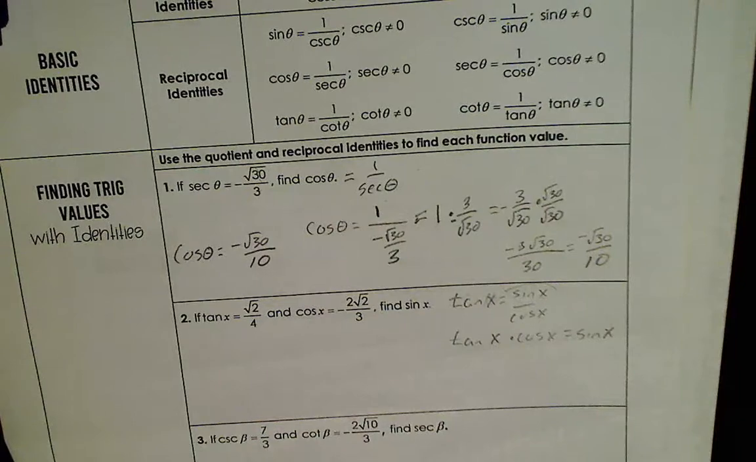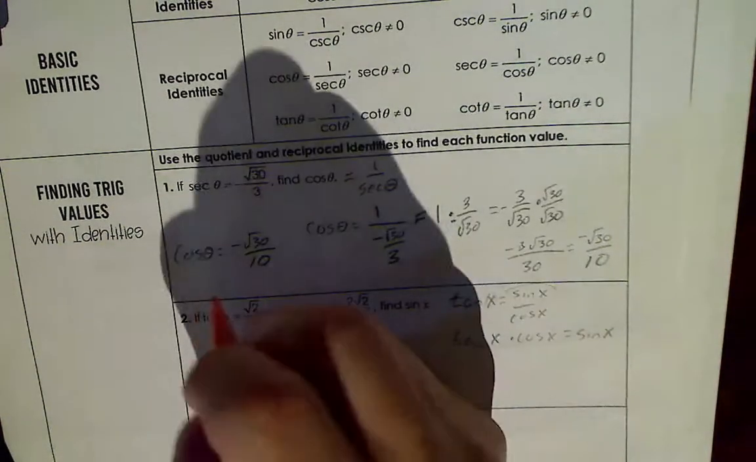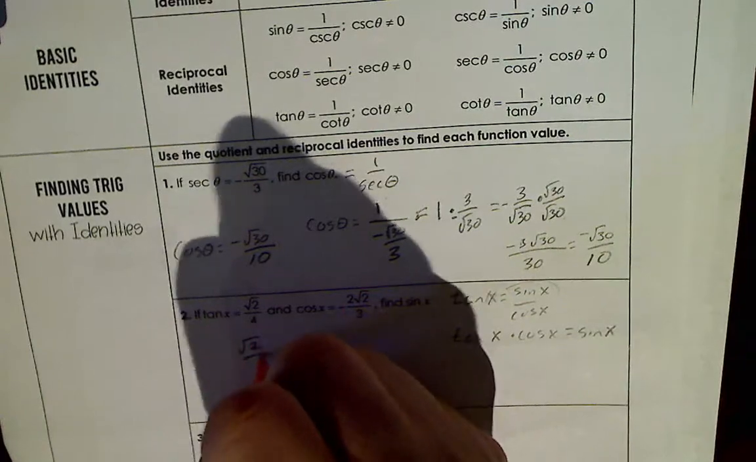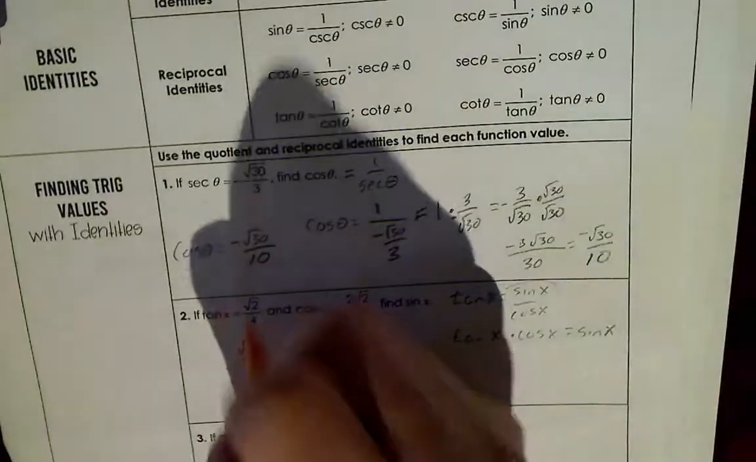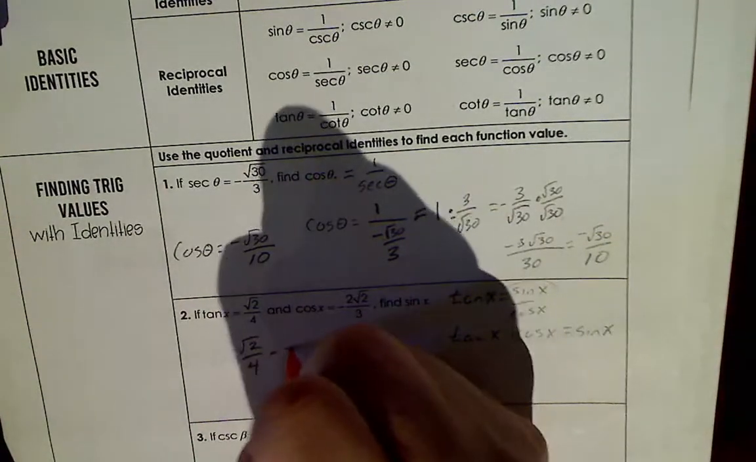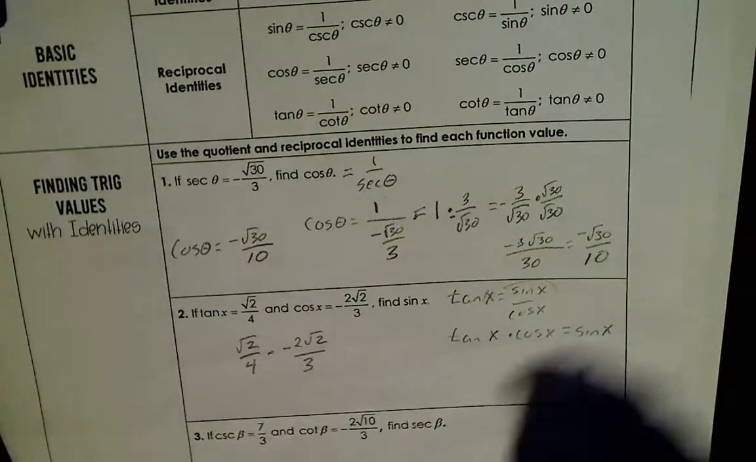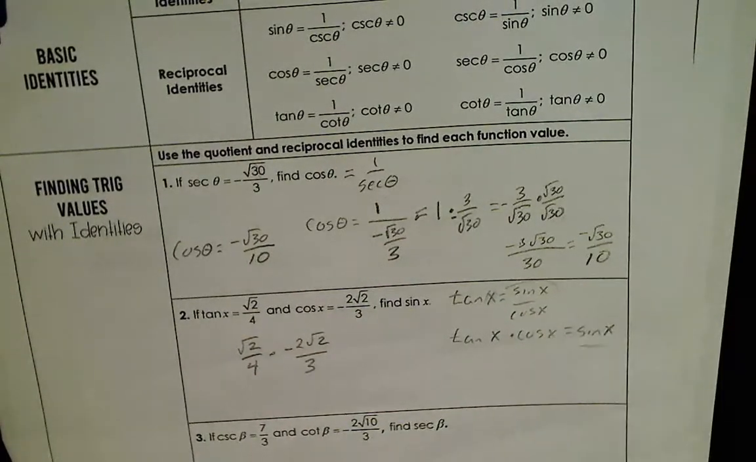So then I take my values. The tangent of x is root 2 over 4. So I'm going to take root 2 over 4, and I'm going to multiply that by the cosine, which I know is negative 2 root 2 over 3. And that's going to give me the sine of x.